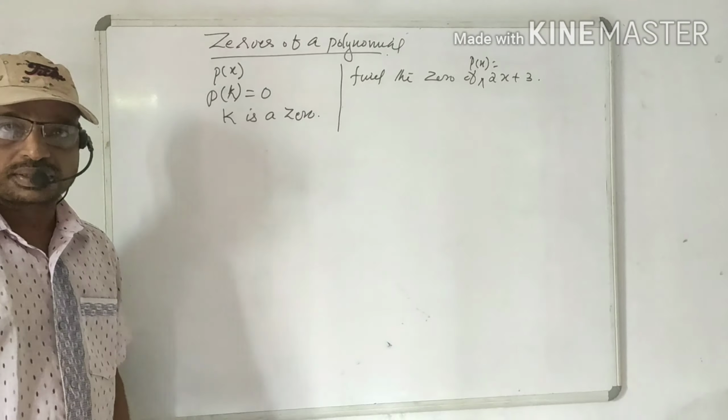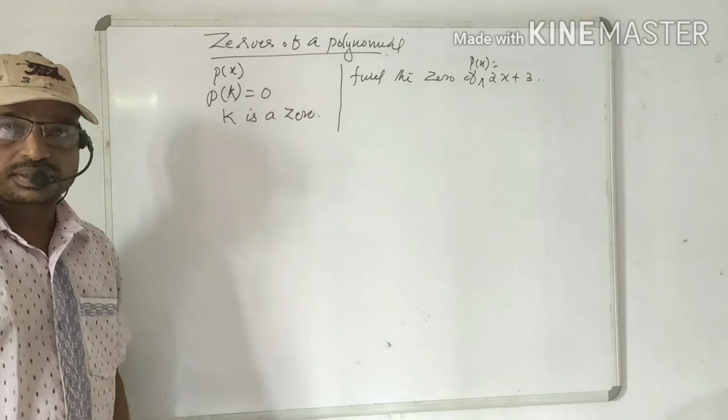And what will be p of minus 3 by 2? p of x is equal to 2x plus 3. So how will you find out p of minus 3 by 2? To obtain p of minus 3 by 2, put x equal to minus 3 by 2. So you will get 2 into x, and what is x? It is minus 3 by 2, plus 3 we are writing as it is. So cancelling 2, we have minus 3 plus 3, that is equal to 0.